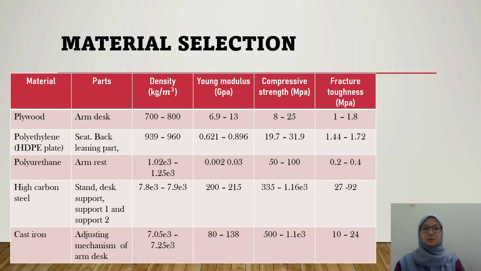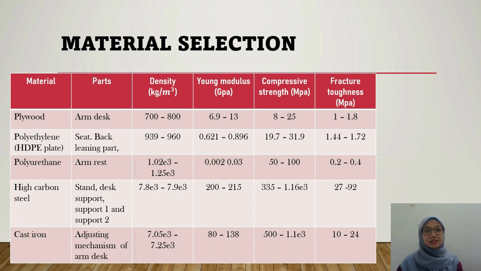This table shows the material selection for our product. There are 5 materials that have been used to make our product. For the desk that is attached to the chair, we use plywood. The reason we choose this material is because it is easy to shape. It also has very good strength and it can hold screws well.